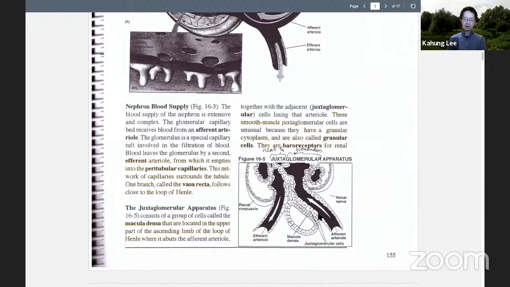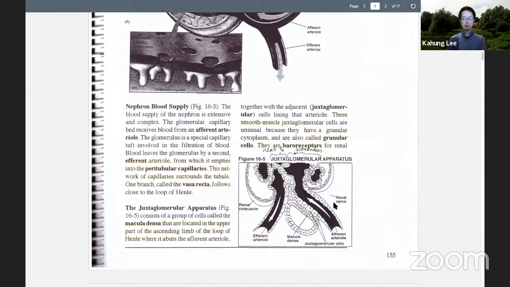When we vasodilate here, it will increase the filtration in the glomerulus. On the other hand, when we vasoconstrict the afferent arteriole, the pressure difference between the afferent and the efferent decreases, and then it will decrease the filtration here. So vasodilation will increase filtration, vasoconstriction will decrease filtration.